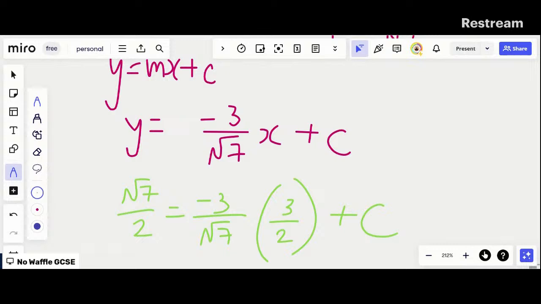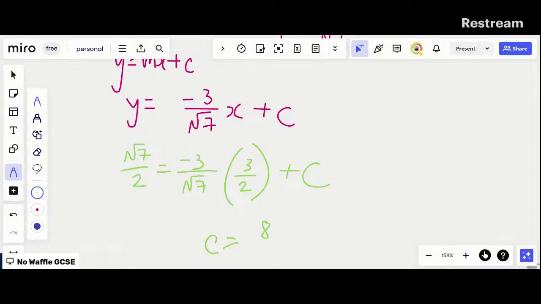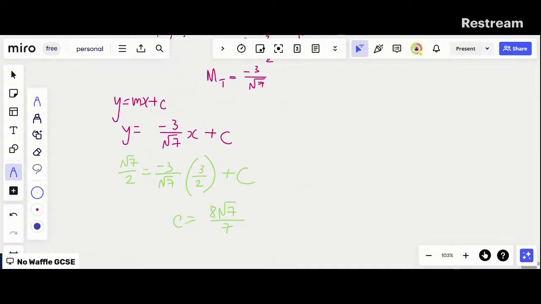To find the value of c, once you plug those values in, you should get that c is equal to 8 root 7 over 7, and therefore that's your equation. So y is equal to minus 3 over root 7 x plus 8 root 7 over 7.